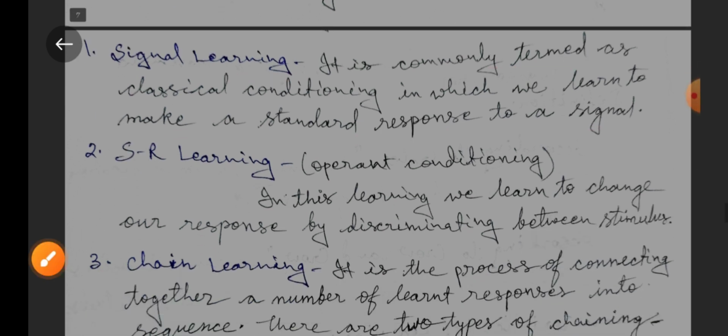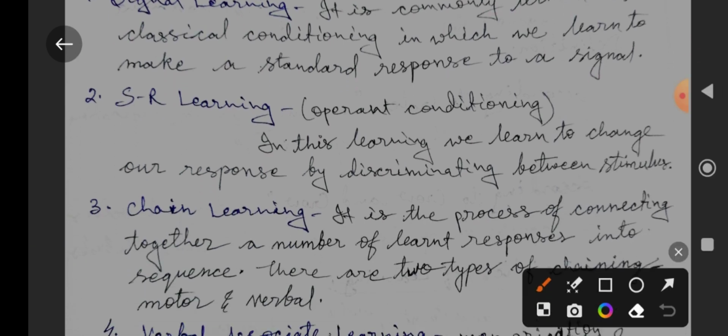Okay, so next we will see SR learning. It is also known as operant conditioning or stimulus response. Okay, in this learning we learn to change our response by discriminating between stimuli. So friends, if you touch something hot, you take your hand back from it, yes or no? Yes. So that is stimulus response.